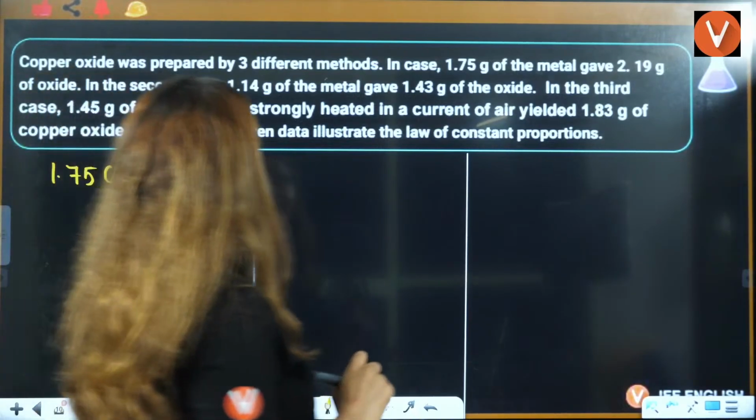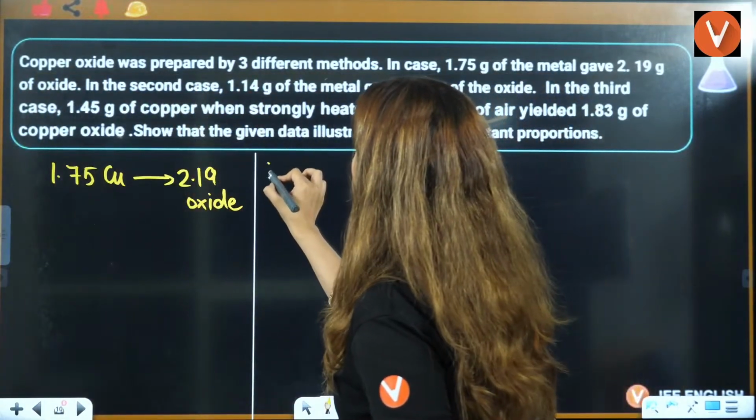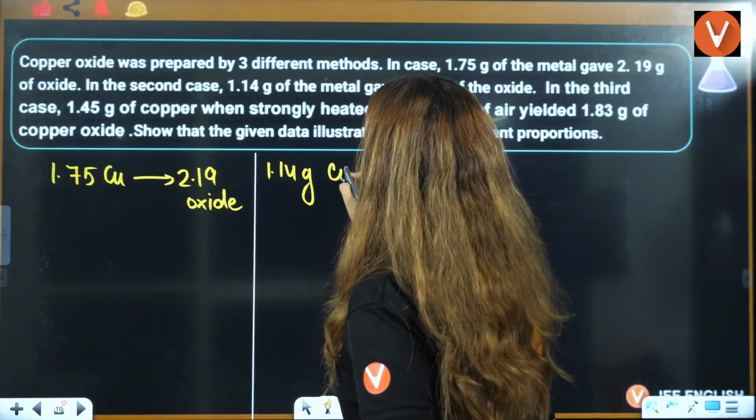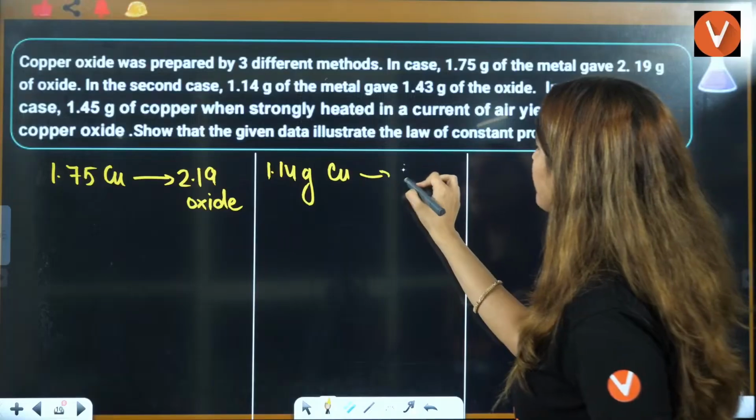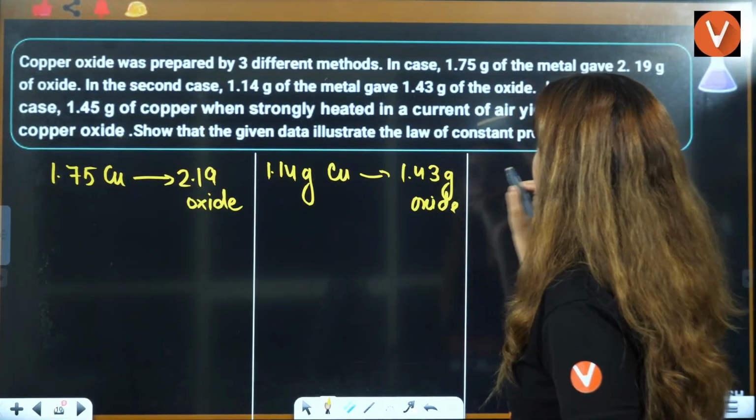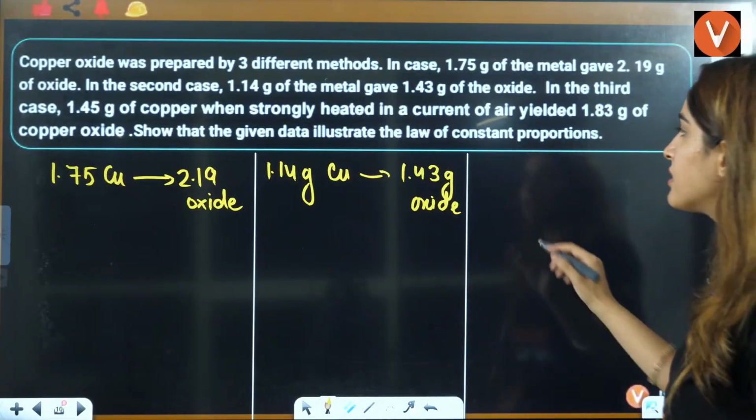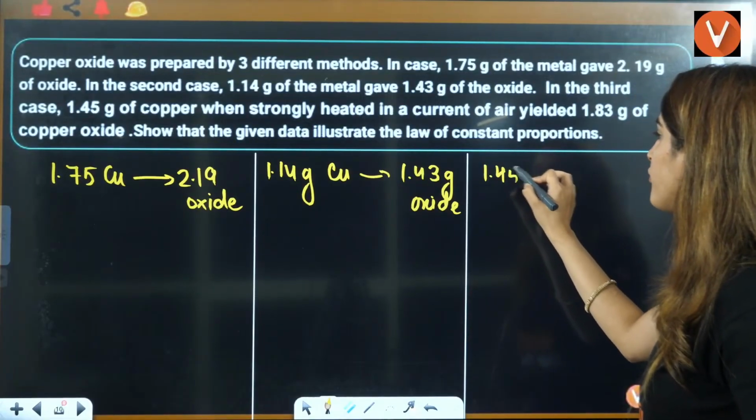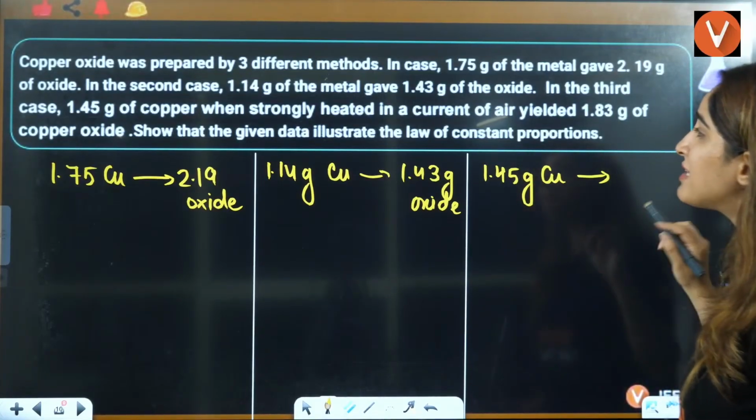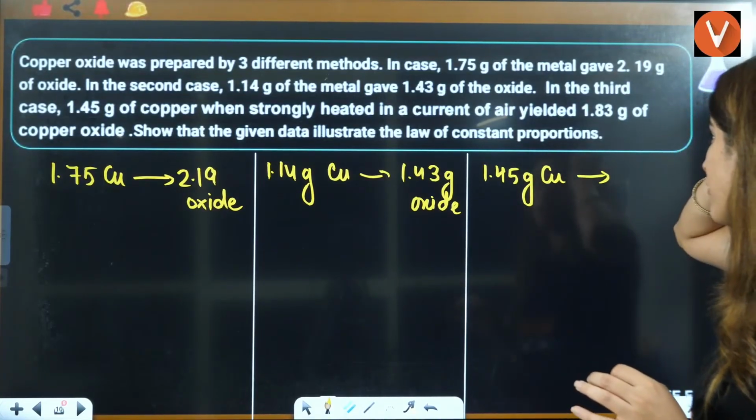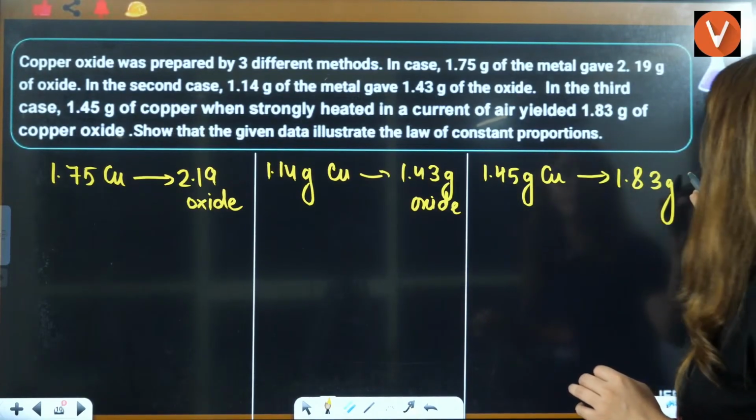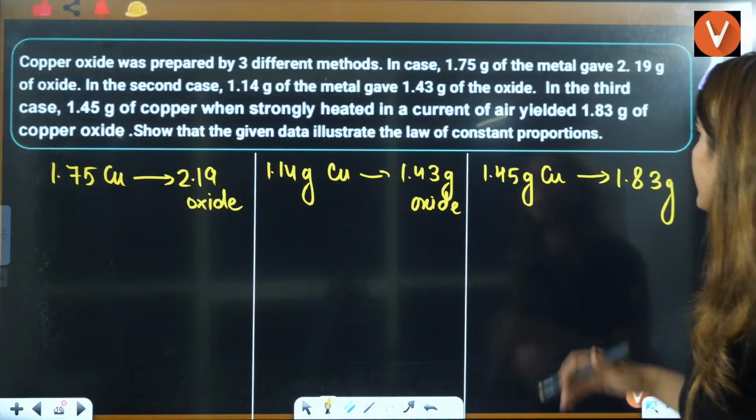Then in the second case, 1.14 gram of copper gave 1.43 gram of oxide. The third case, 1.45 gram of copper, when strongly heated in a current of air, yielded 1.83 gram of oxide.